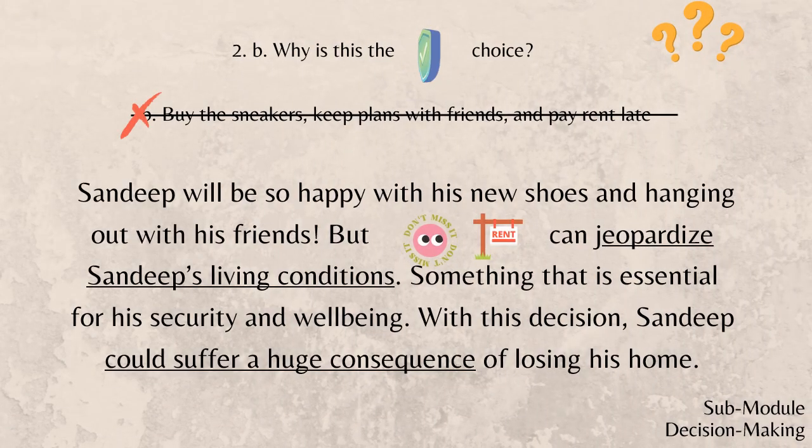If Sandeep had bought the sneakers and kept plans with his friends and paid rent late, he would be happy with his new shoes and hanging out with his friends, but missing a rental payment can jeopardize Sandeep's living conditions, something that is essential for his security and well-being. With this decision, Sandeep could suffer a huge consequence of losing his home.